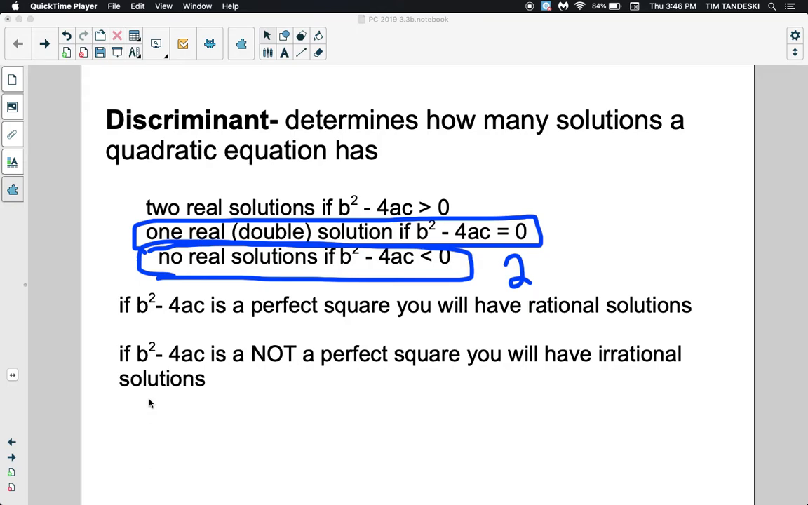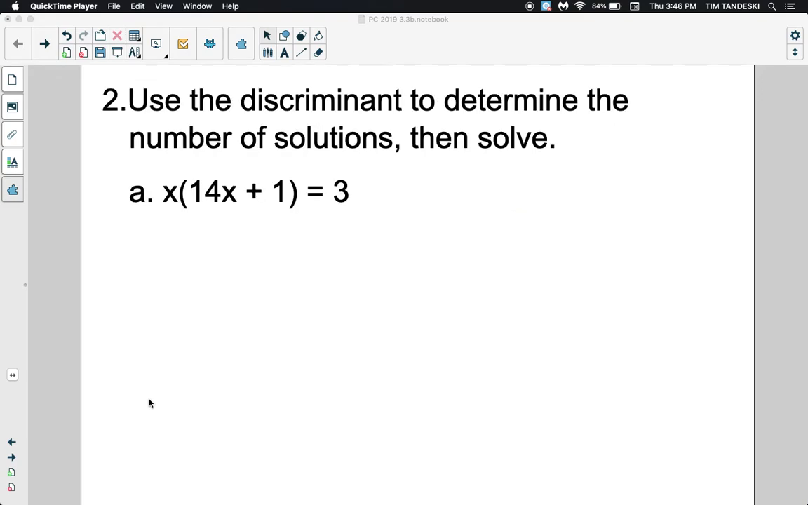And here's a little further. If b squared minus 4ac is a perfect square, you will have rational solutions. And if it's not a perfect square, you will have irrational solutions. So if it is, they're rational. If it's not, they're irrational.